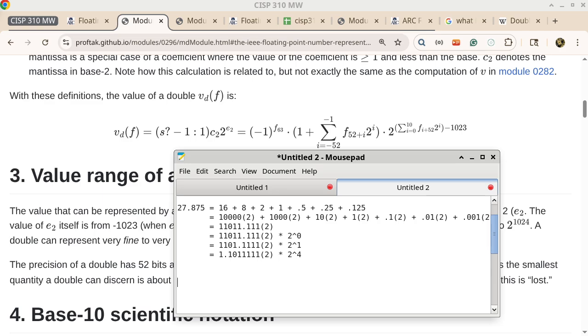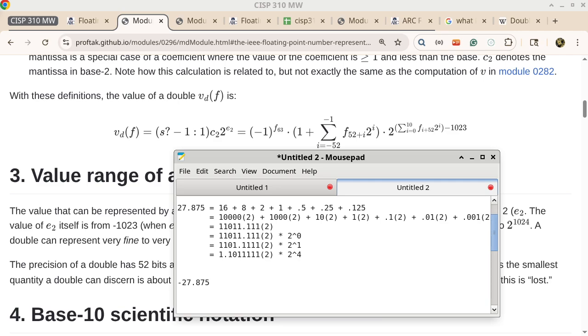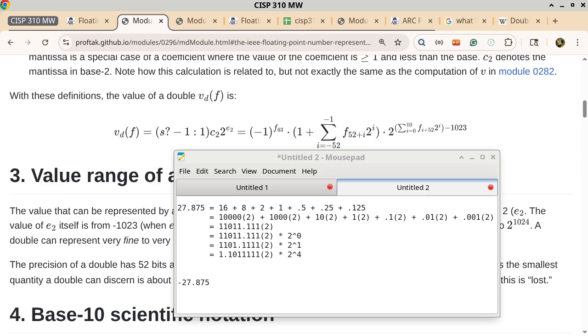Let's look at negative 27.875. So now we want to figure out all the bits. We are doing the whole thing in reverse order now. We know what it is supposed to represent. In other words, we know the value of F is negative 27.875. We are reversing back to figure out: what is F63? What about the exponent bits over here? What about the fractional part of the mantissa? So we're going backwards.